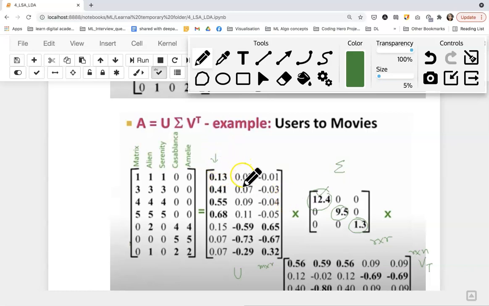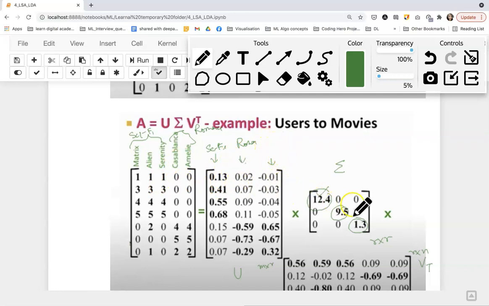Now if we look at these, we will get that these 3 belong to the sci-fi concept, and these 2 belong to the romance concept. So this first column denotes the sci-fi concept, and this second column denotes the romance concept. This might be any other concept which SVD decomposed the matrix A into, or we can consider it as noise as well.